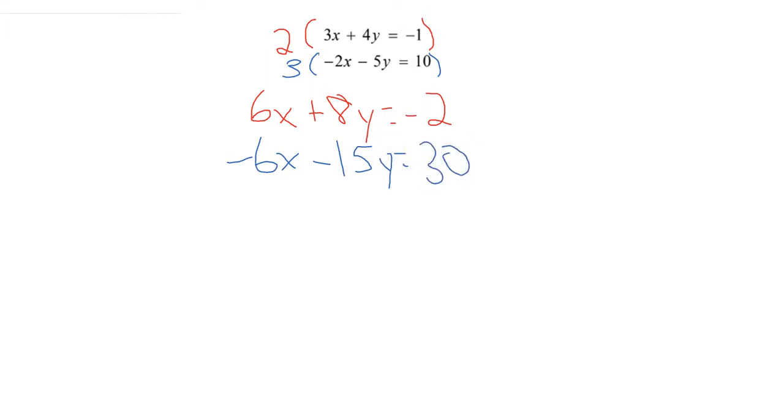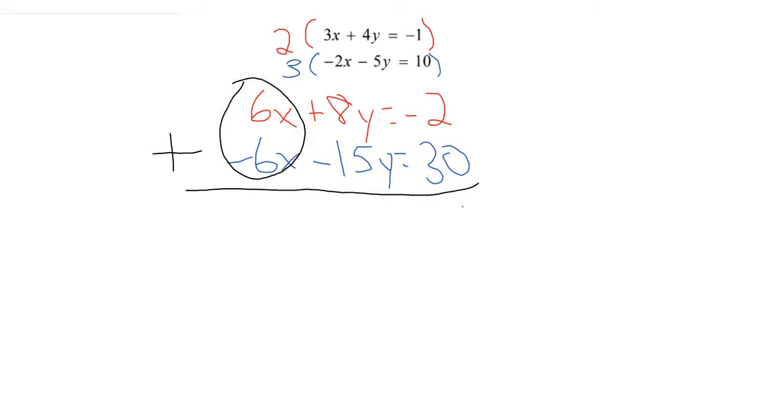Now, once I get it to this point, I can see that my coefficients do cancel out. Now, if both numbers would have been a positive, I can multiply one of them by a negative number. That way I know that they're going to cancel out. So now I can combine these two equations to eliminate my x's.